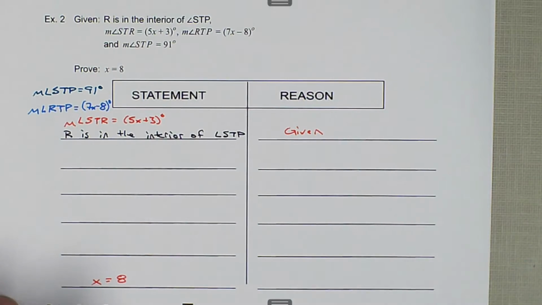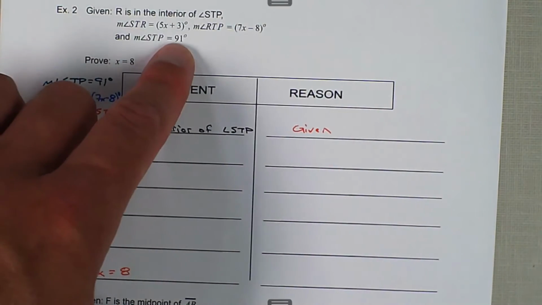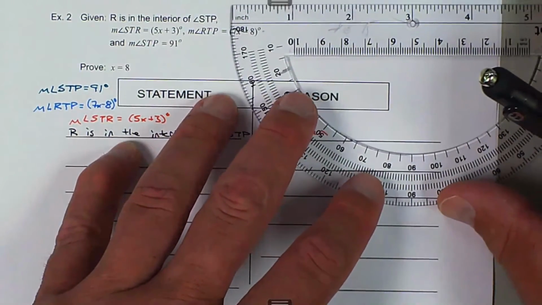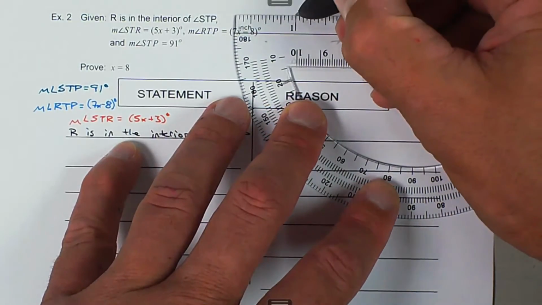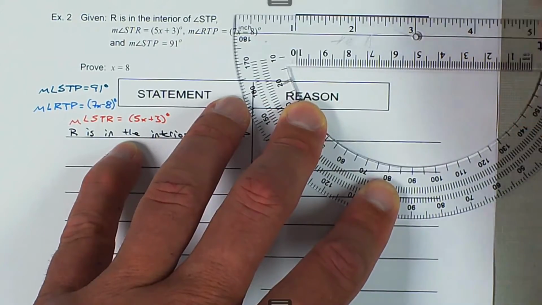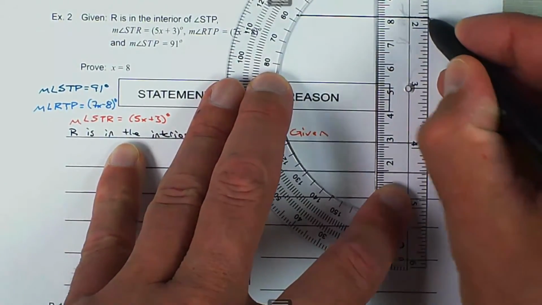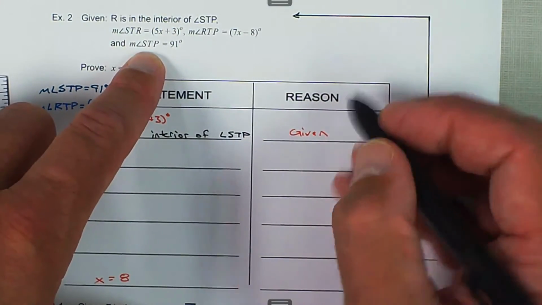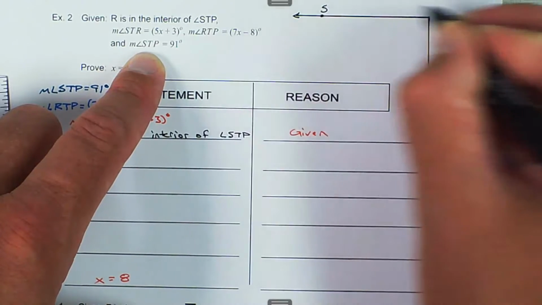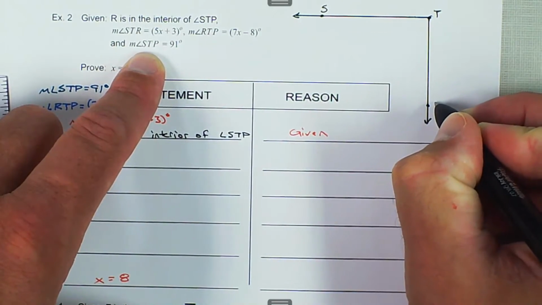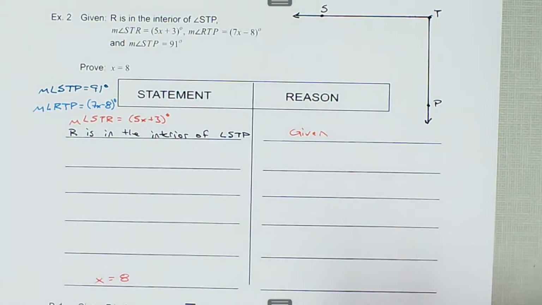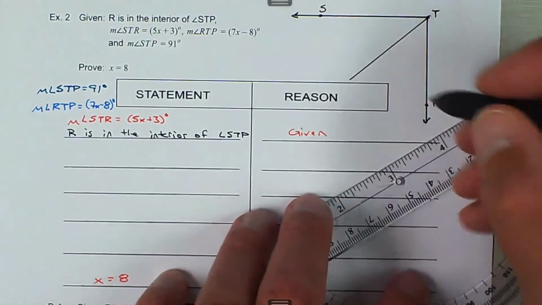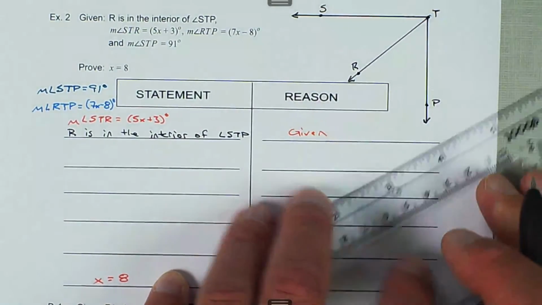Now, one thing that can help me make this drawing more realistic is we know that the measure of angle STP is 91 degrees. It doesn't have to be an exact measurement, but it will help to get it close. I guess you could measure it and make it exactly 91 degrees if you wanted, but I'm not going to do that. So we have that angle, STP is 91 degrees, so that's S, that's T, and that's P. The next thing it says, R is on the interior, so I'm going to draw this ray here that puts R in the interior of the angle.